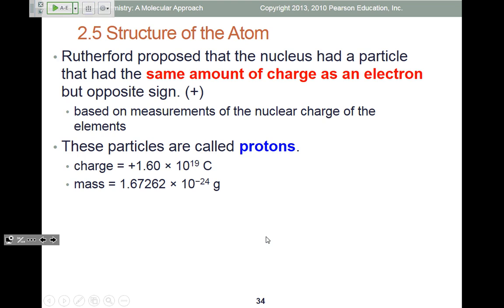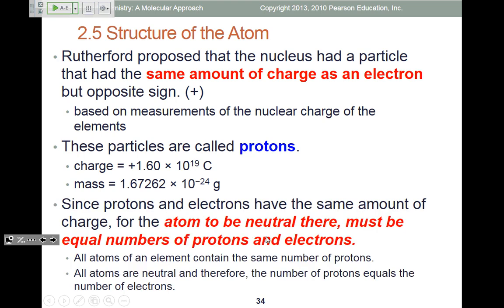However, our mass is 1.67262 times 10 to the negative 24 grams. You don't have to memorize that. If I want you to calculate it, I'll give it to you. So since our protons and electrons have the same amount of charge, atoms that are neutral must have the same number of electrons and protons. And we know that to be true when we have neutral elements. So if we know the number of electrons, we can easily know the number of protons, and vice versa.